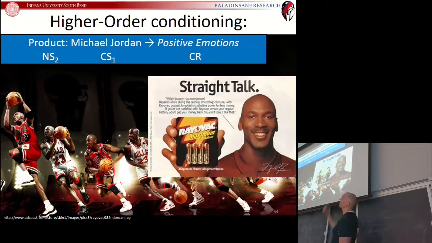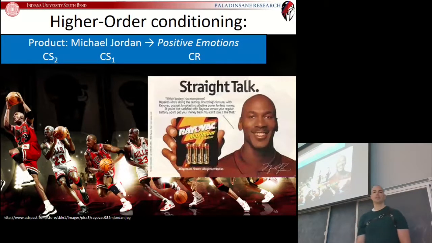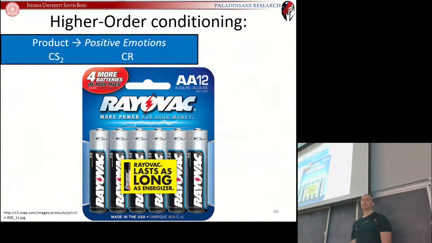Michael Jordan, the conditioned stimulus, causes a conditioned response. And in the advertising campaign, you have commercials, you have advertisements. You're going to see this multiple times. And every single time you see it, it's another classical conditioning trial. And then eventually that product is going to change from a neutral stimulus through higher order conditioning into a conditioned stimulus, a secondary conditioned stimulus. And now that product on its own is going to cause the conditioned response of positive emotions.